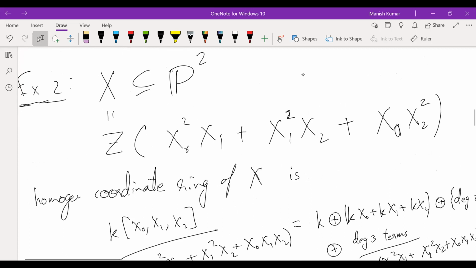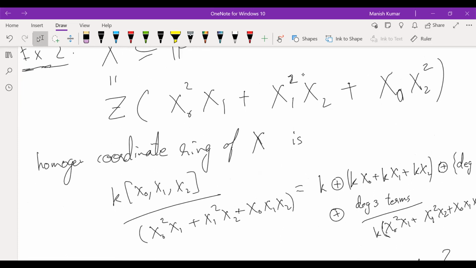So let's look at the homogeneous coordinate ring of X. What is the homogeneous coordinate ring? It's the polynomial ring in three variables modulo the ideal generated by this polynomial. I haven't changed here as well. x2 squared. Okay.